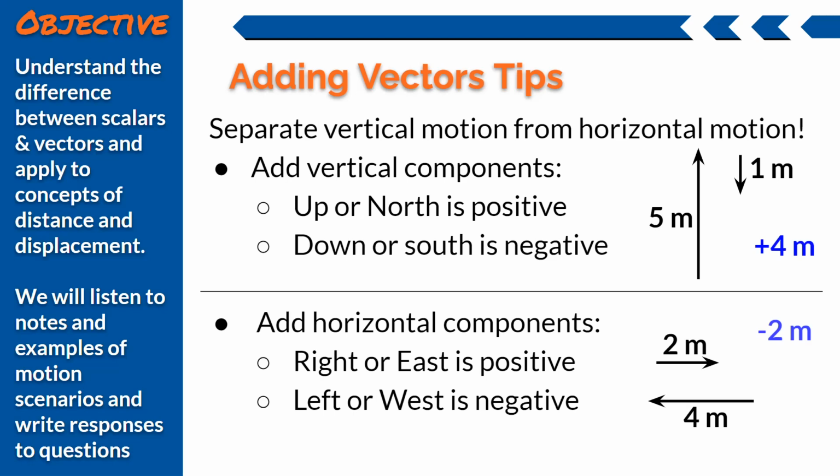Okay, so if I asked you for displacements here, this one you'd say positive 4 meters. This one you'd say negative 2 meters from where you started. So if you went up 5 and then down 1, you'd be 4 meters from where you started in a positive direction, or up. Here, if you went 4 meters to the left and then 2 meters to the right, you'd be 2 meters left of where you started, or you could write that as negative 2. The negative sign shows direction in physics class.